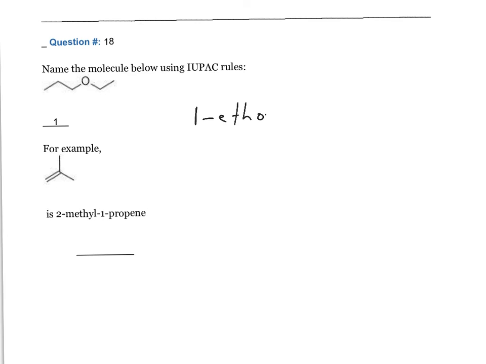1-ethoxy. Remember, for ethers, this whole group, 1, 2 carbons, is an ethyl group, but an oxygen is there. So ethoxy. 1, 2, 3. The ethoxy group is on carbon number 1, propane. So 1, 2, 3.